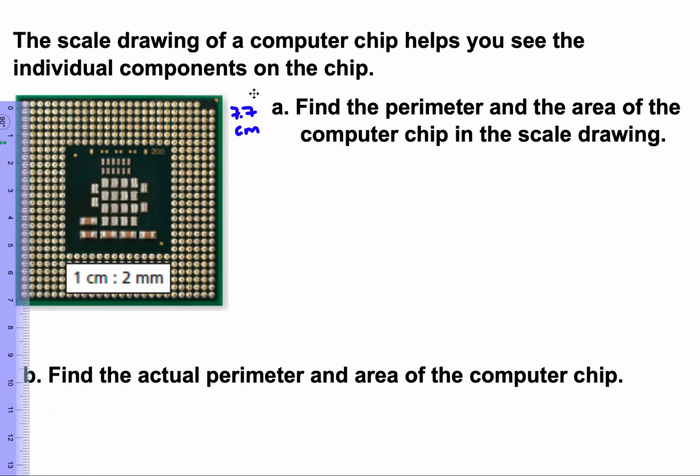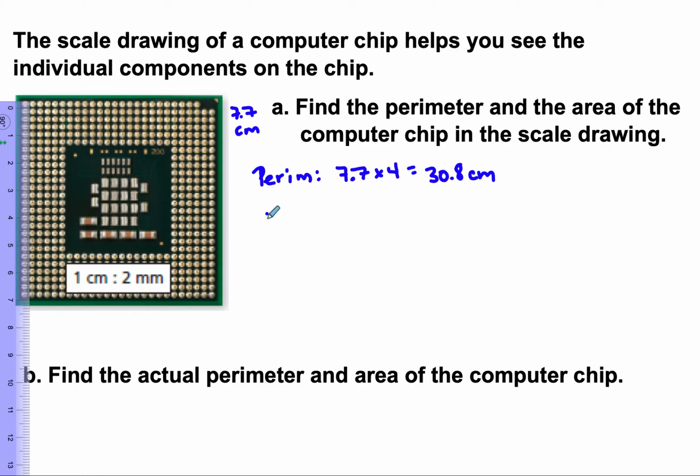Okay, so perimeter means you are adding the sides together. So we're doing the scale drawing first. Okay, so for perimeter, each side is 7 7/10 centimeters, and there are 4 of those sides. So I can take 7 7/10 and I can multiply times 4 to get my perimeter. I could also add it 4 times, but I don't feel like writing that out 4 times. Okay, so I get 30.8 centimeters.